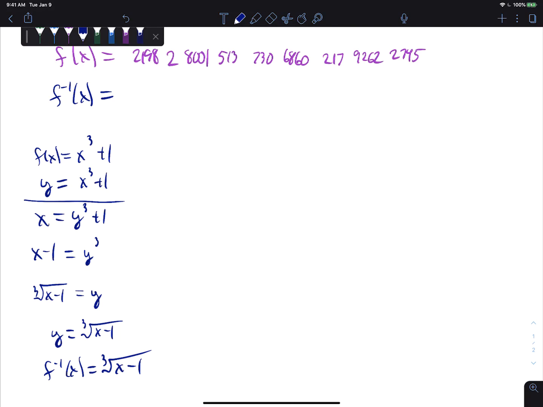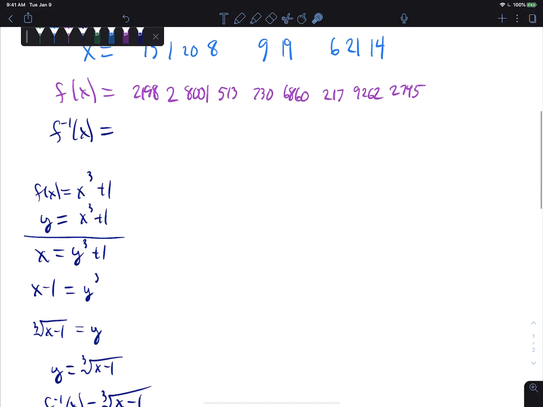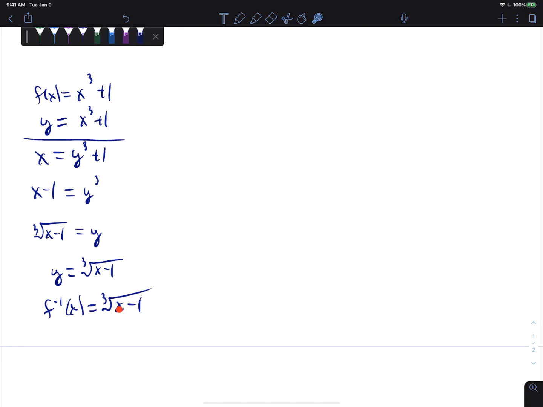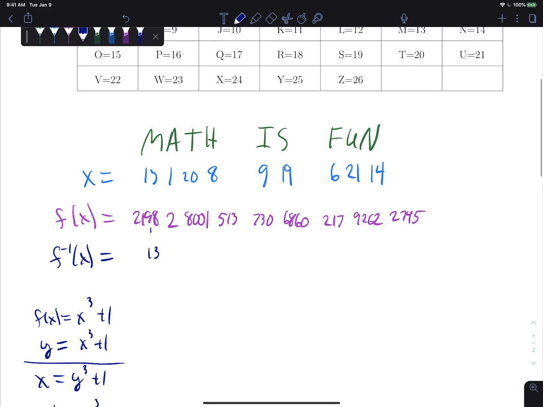Fantastic. Now, to get back to the original, all we have to do is take the 2198 and plug it in for the x's here. So 2198 minus 1 is 2197. Cube root of 2197 is simply 13. So taking that, plugging it into the f inverse of x, that gives us 13. Taking the 2, that'll give us a 1. Taking the 8001, that'll give us 20. Taking the 513, that gives us 8. Plug in the 730, that gives us 9.